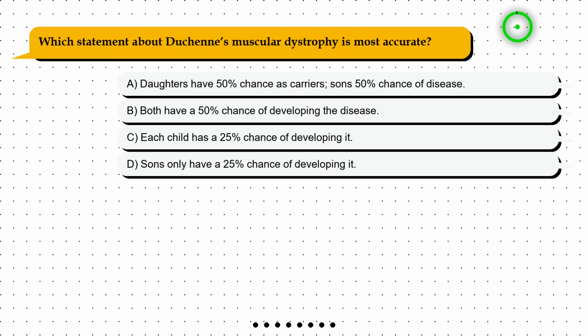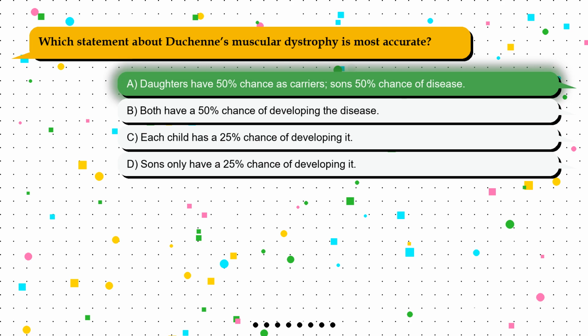Question 4. Which statement about Duchenne's muscular dystrophy is most accurate? Option A. Daughters have 50% chance as carriers, sons 50% chance of disease. Option B. Both have a 50% chance of developing the disease. Option C. Each child has a 25% chance of developing it. Option D. Sons only have a 25% chance of developing it.